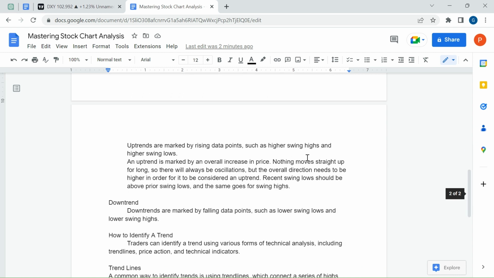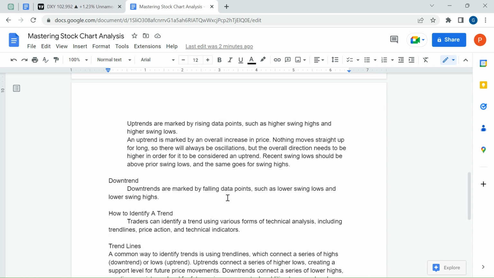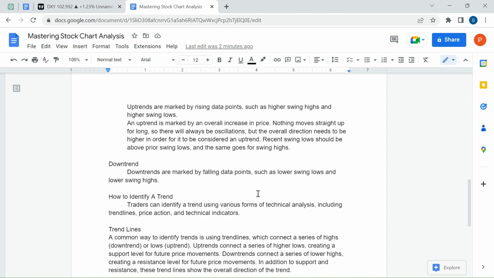So for an uptrend, uptrends are marked by rising data points such as higher swing highs and higher swing lows. An uptrend is marked by an overall increase in price. Nothing moves straight up for long, so there will always be oscillation, but the overall direction needs to be higher in order for it to be considered an uptrend. Recent swing lows should be above prior swing lows, and the same goes for swing highs. So that is an uptrend.